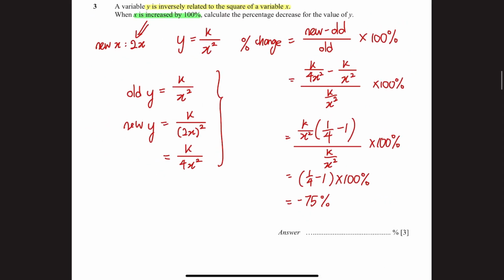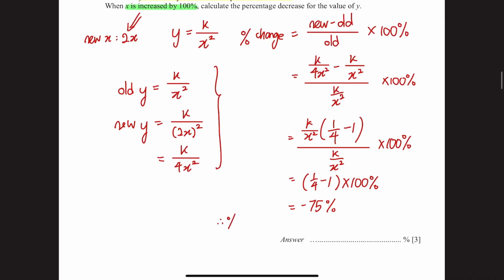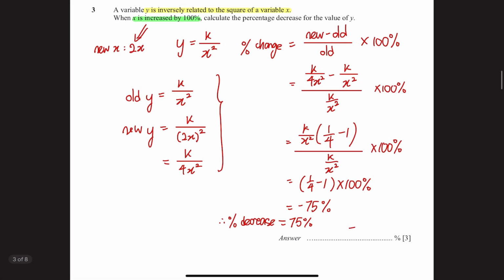Therefore, for the percentage decrease, since I already specified percentage decrease, and the change is negative 75%, the percentage decrease is 75%, because the negative is accounted for in the word decrease. So the answer to question number 3 will be 75%.